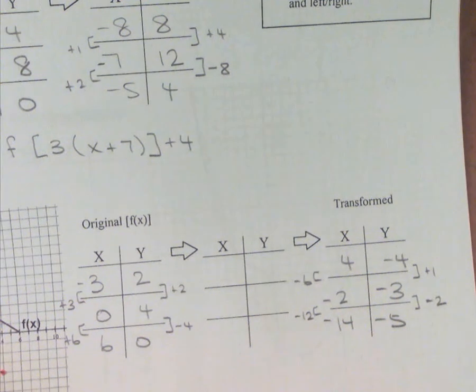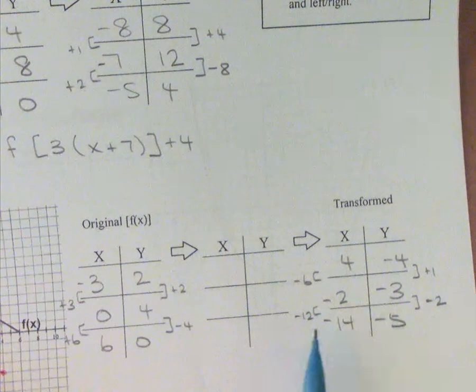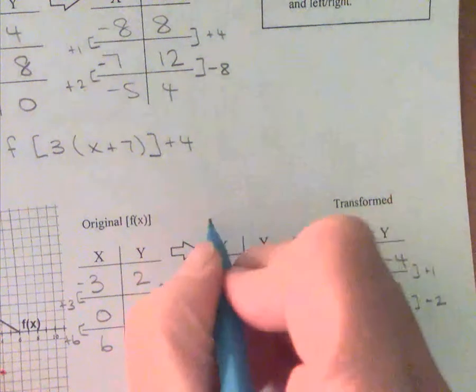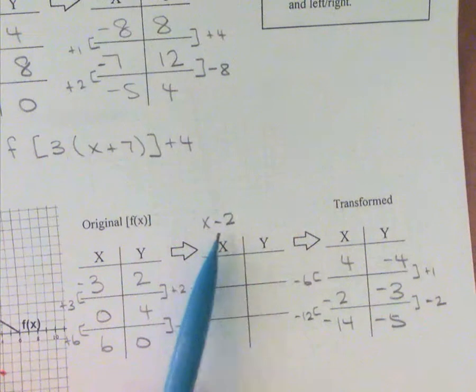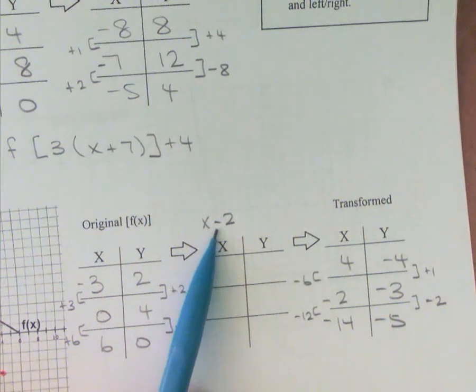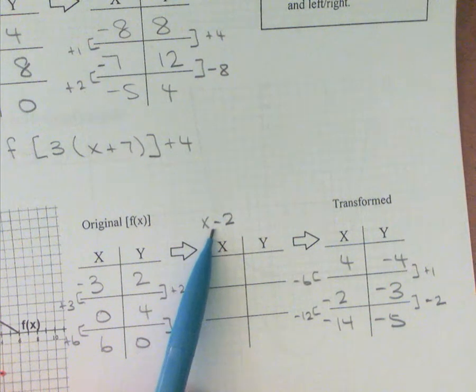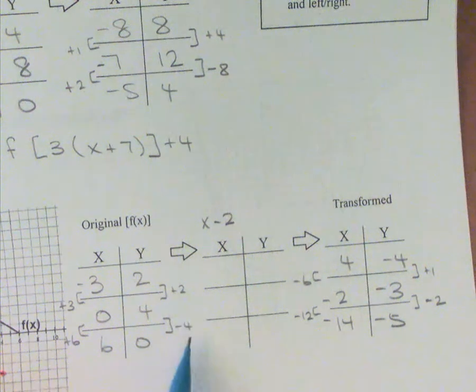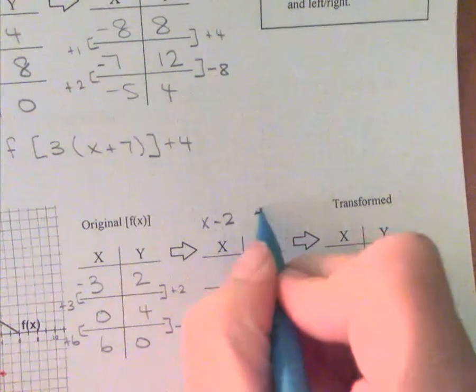So I know that there has to be a horizontal reflection because I had to read the points in a different order. I have 3 and 6 here. They become minus 6 and minus 12, which means I multiply by negative 2. So you can see the horizontal reflection shows up. I have 2 and negative 4. They become 1 and minus 2. So it means that I divided by 2.